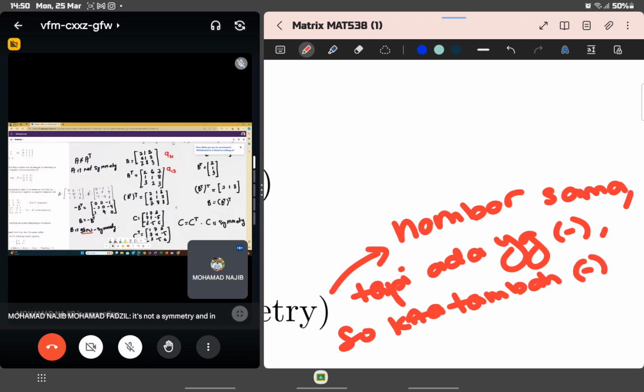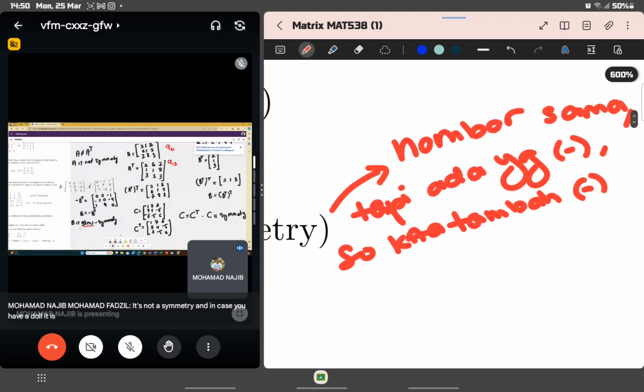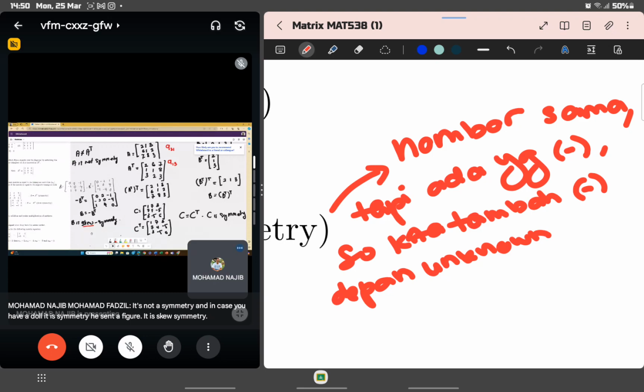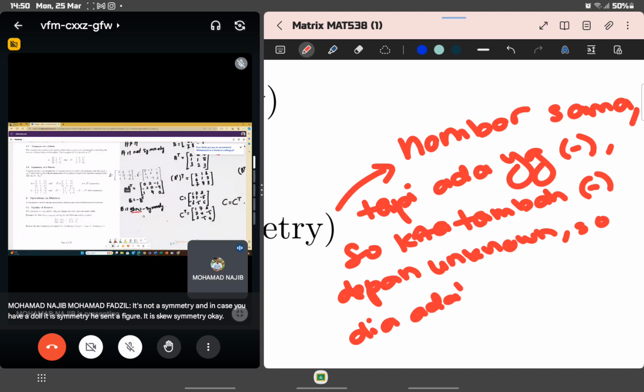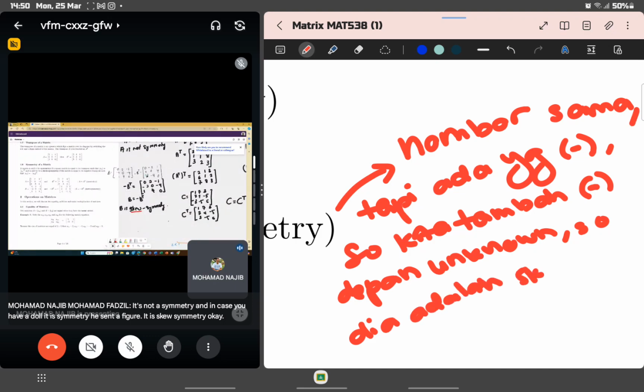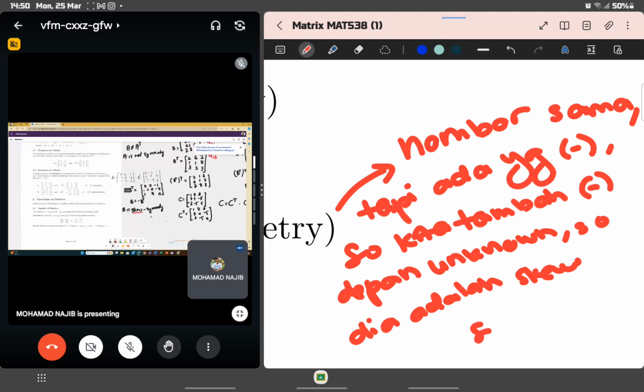Kes yang kedua, it is symmetry. Kes yang ketiga, it is skew symmetry. Okey, boleh? Kalau tengok yang ketiga ni sebenarnya dia biji yang sama, dia hanya bermain dengan negatif saja.